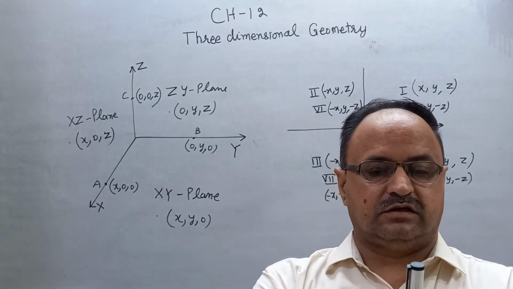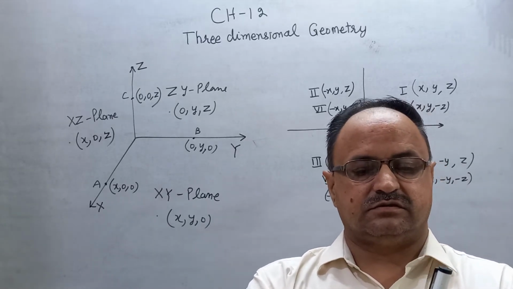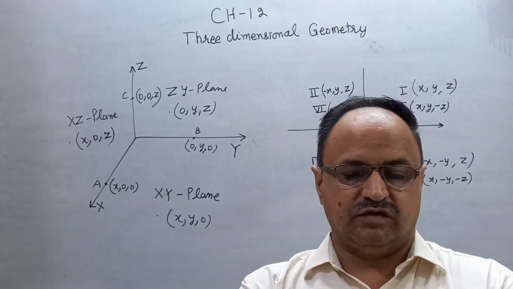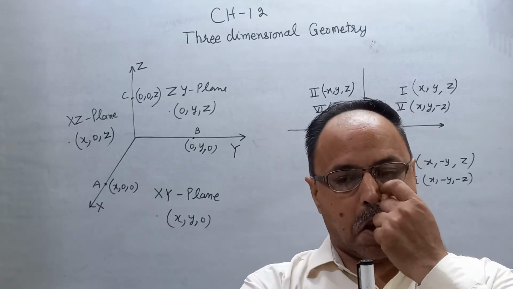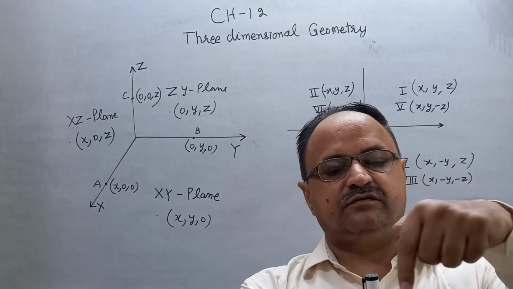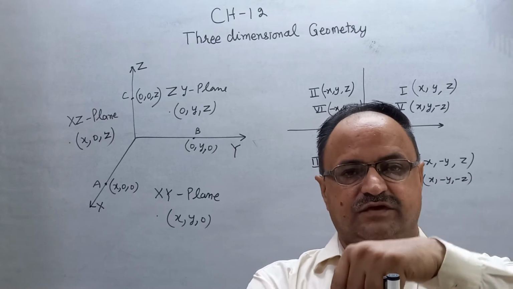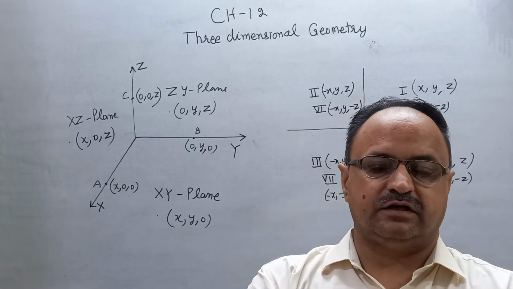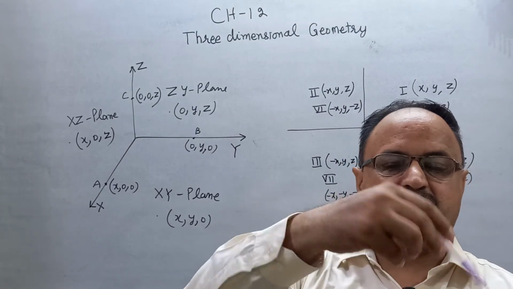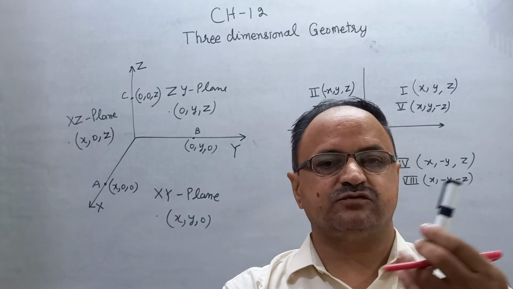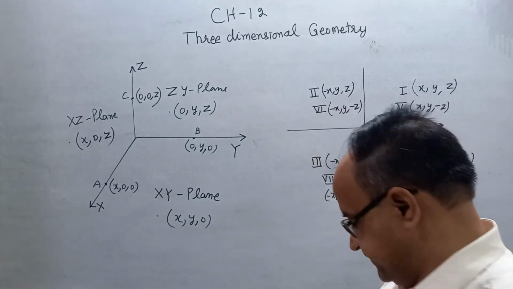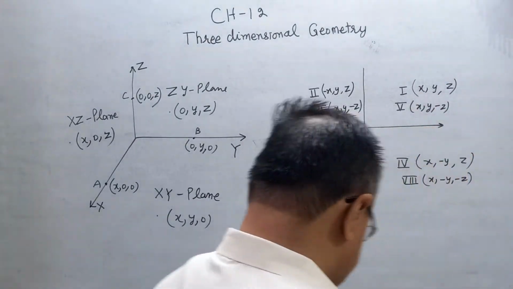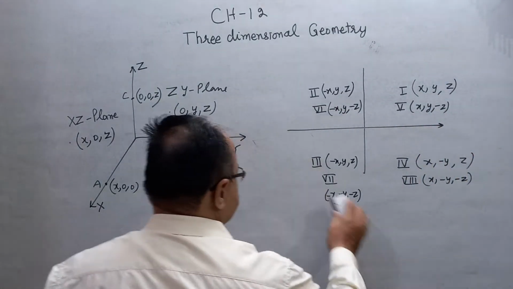Again, you know very well. Now this is the first octant, second, third, fourth, and below the first, fifth, here sixth, and so on. In the first 4 octants, the value of z is positive, and in the last 4 octants, the value of z is negative. Okay. Now we start the exercise.